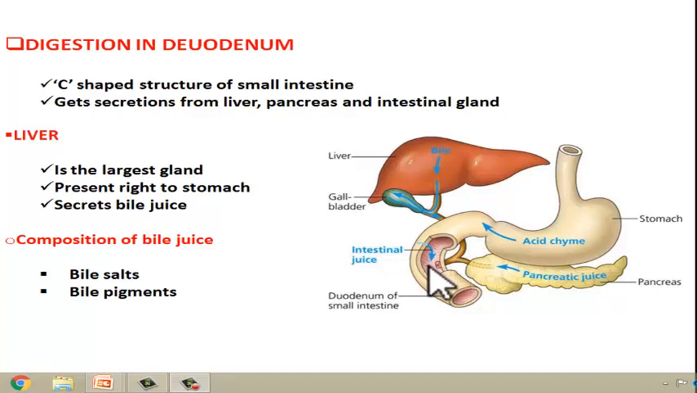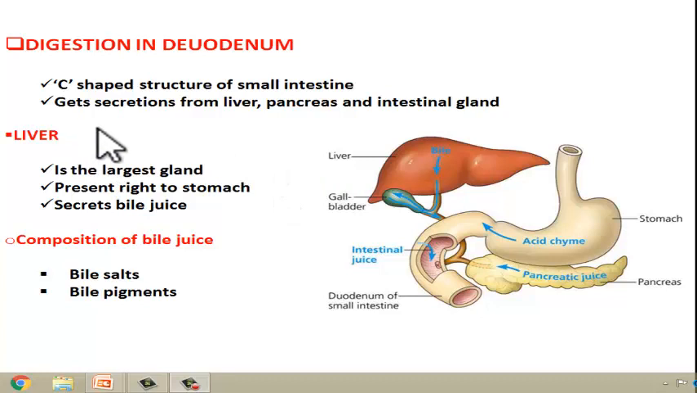Now for digestion what is required? Juices are required, right? So where do those juices come from? This duodenum receives digestive juices from liver, pancreas and intestinal glands. Where are intestinal glands? Intestinal glands are in the walls of the duodenum itself. Got it? So duodenum receives juices from three regions: liver, pancreas and intestinal glands. So we shall now study each juice and its action.